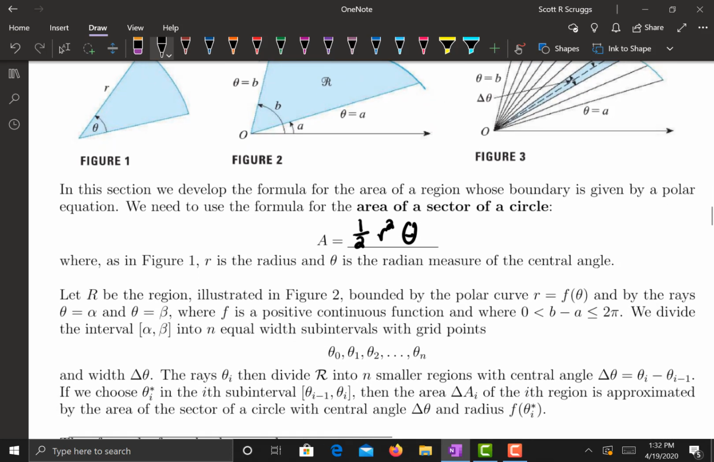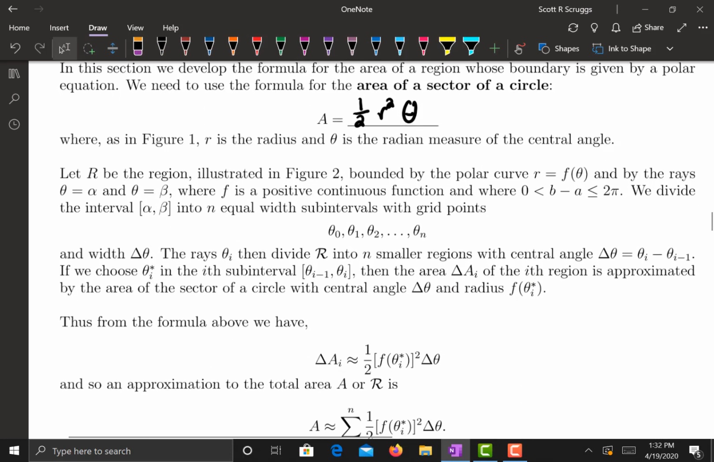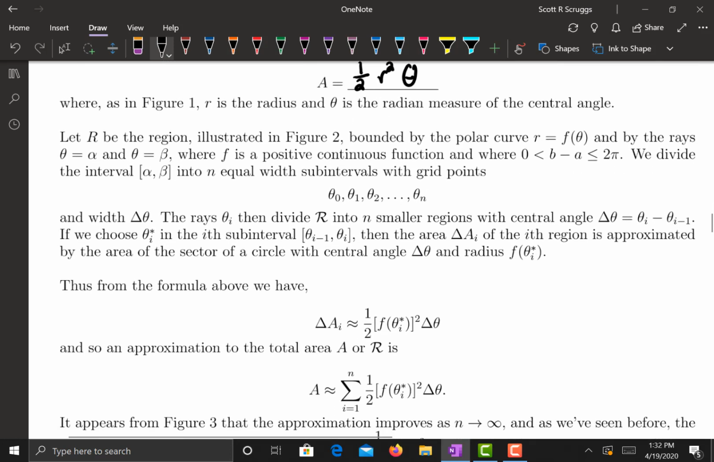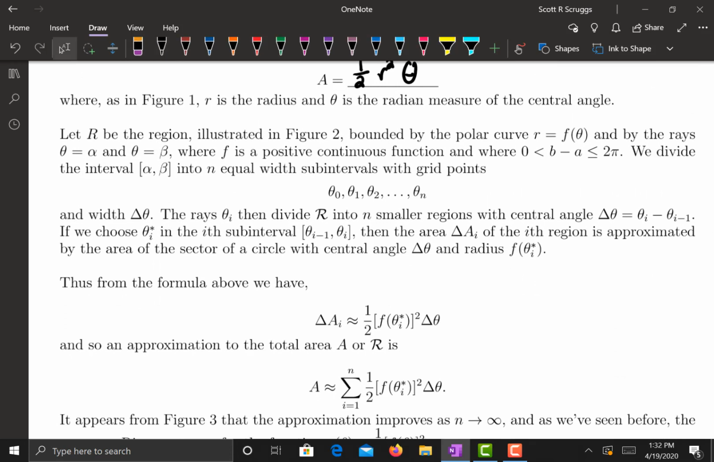So here's how we're going to handle this. Just like with Riemann sums, we're going to let R be the region that we're working with in figure 2 from A to B, or alpha to beta. We're going to assume that should be beta, that should be alpha. And we're going to define 2 rays at the endpoints of the region I'm working with. And I'm going to assume that f is a positive continuous function where the difference of those 2 endpoints in my interval is between 0 and 2 pi.